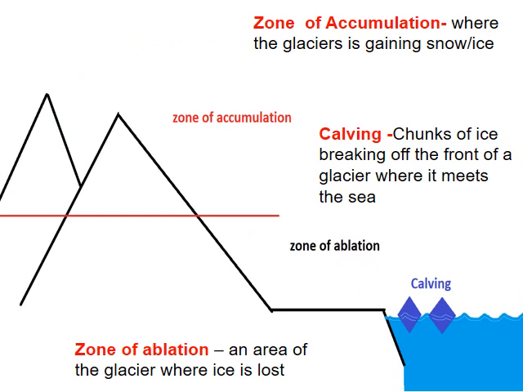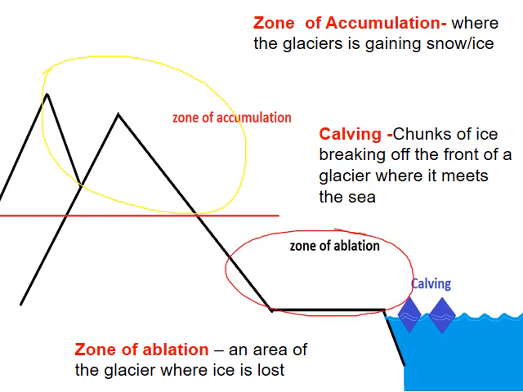Now there's two distinct areas with glaciers. There's this zone of accumulation, the area up here where it is snowing and the glacier is gaining ice. That's where the glacier is growing. But as it pushes downhill, it gets to some point where it's warm enough that the glacier then starts to melt. That is called the zone of ablation.